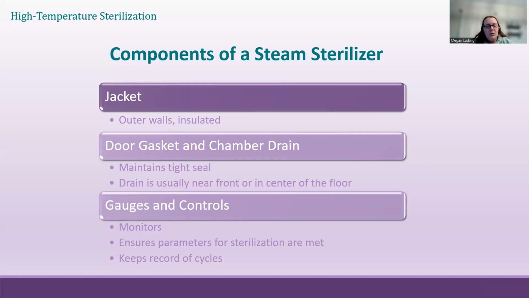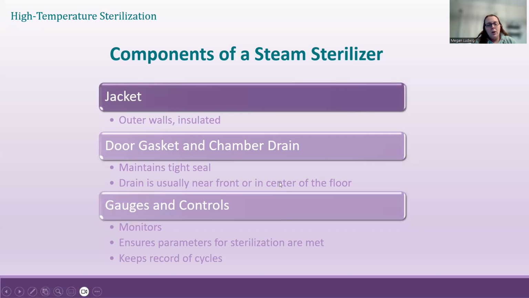So the components of the steam sterilizer, I would memorize these as well. The three main parts are the jacket, the door gasket, I guess 4, a chamber drain, and the gauges. So the jacket's the outer wall. It is insulated because it is high temperature. The door gasket is at the front, also sealed and insulated, right? And notice where the drain is. So the drain is usually near the front or maybe the center. And the steam enters from the top back. So enters from the top back, it's going to drain opposite of it.